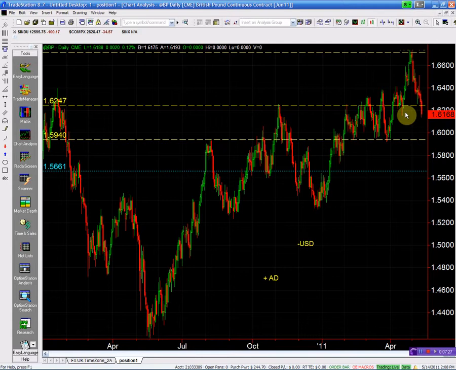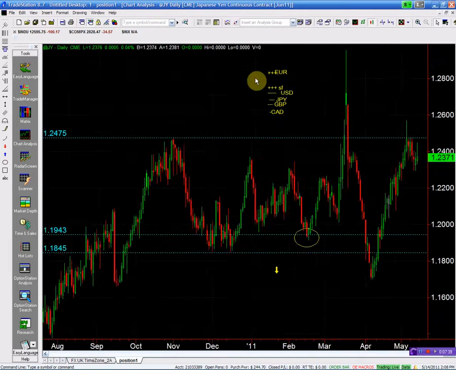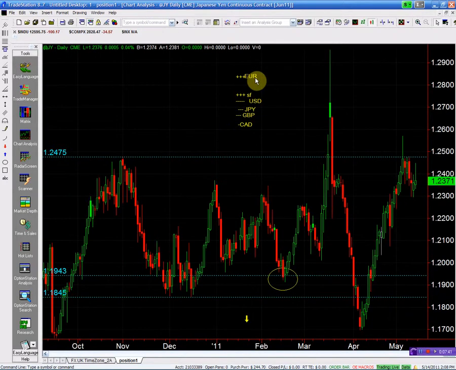If you look at the yen, we had a major sell signal last week. We continued to the downside, and Thursday and Friday we had a little bounce to the upside.